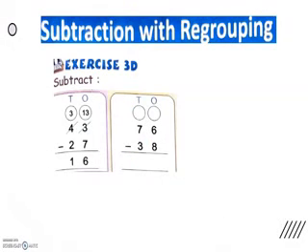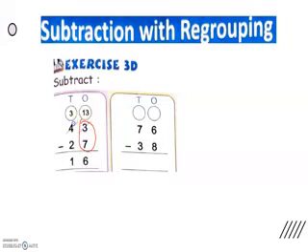Now we can do this exercise 3D. Here 43 minus 27, you have to subtract. Here we cannot subtract 7 from 3. 3 is a smaller number. So we have to convert this 3 to a bigger number. That means 3 will become 13. How will it become 13?